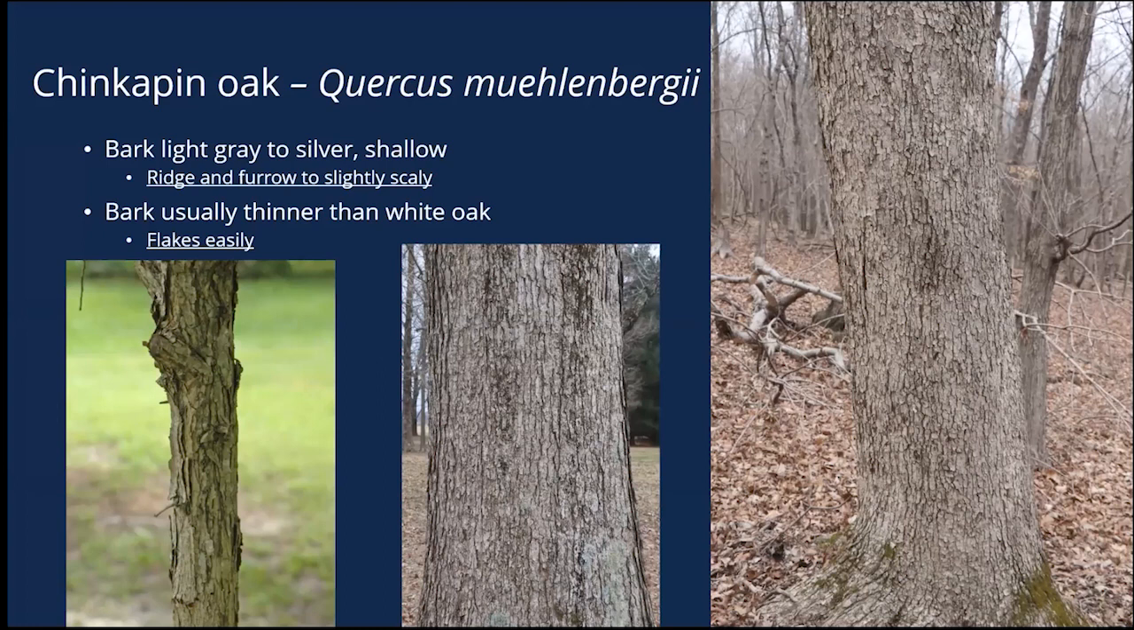If you see them together, the same size tree, the chinkapin bark just doesn't look that thick. It looks like you could rub your hand against it and a lot of those flakes would just break right off, versus a white oak, which would have thicker, kind of stronger, harder bark. Again, sometimes that's hard to see, but if you see them right beside each other, you can start to see the differences.